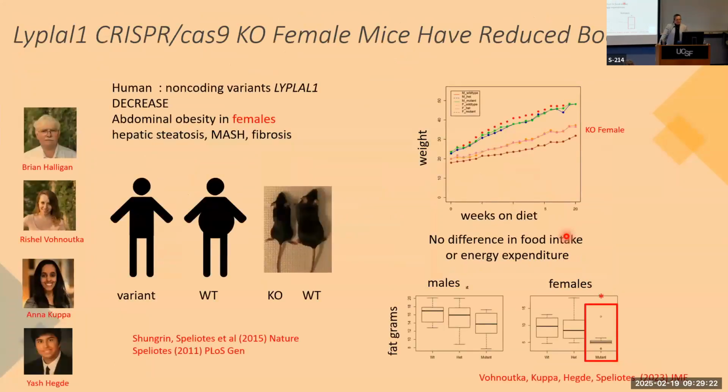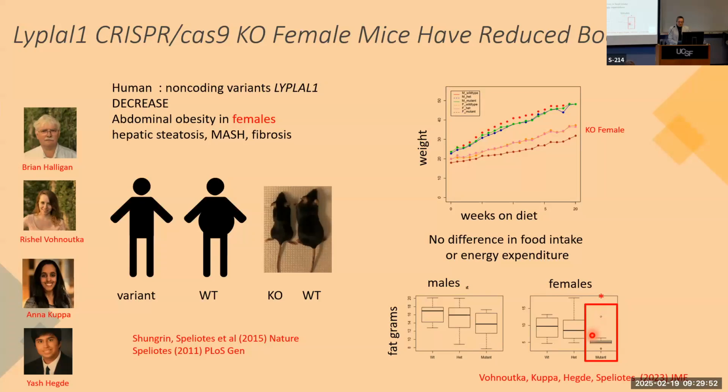We've also looked at this in mice. One of the genes that we hit was LYP, and variants around this decreased abdominal obesity in females and decreased hepatic steatosis, MASH, and fibrosis. So we made a mouse knockout of this, and what we found is that the female mice had lower weight than their wild type counterparts. The males had a little bit of that phenotype, but not as strong as the females. This was not due to a difference in food intake or energy expenditure.